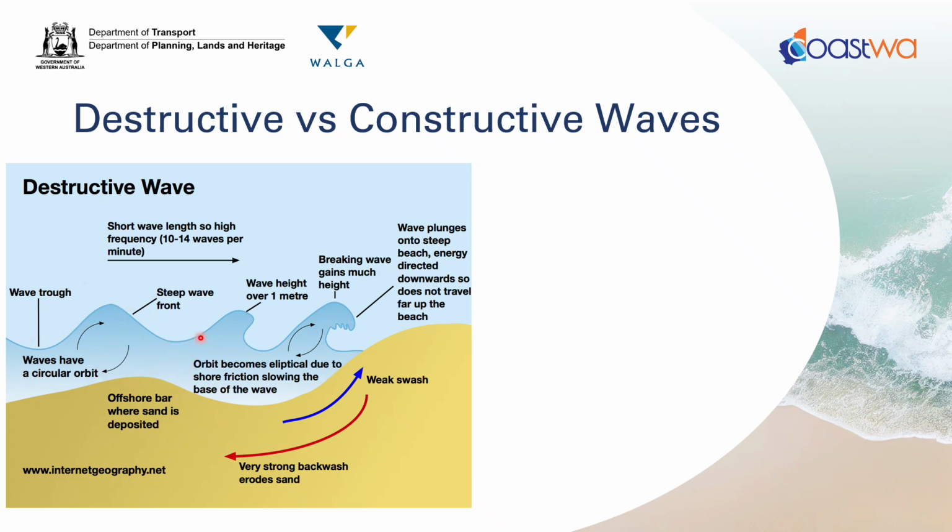We get waves that break up on the coastline, and because they're quite short period and short wavelength, we have a weak swash up, but we do get very strong backwash that helps to erode that sand from the beach. And when it erodes that sand from the beach, it actually creates this offshore bar where the sand is deposited.